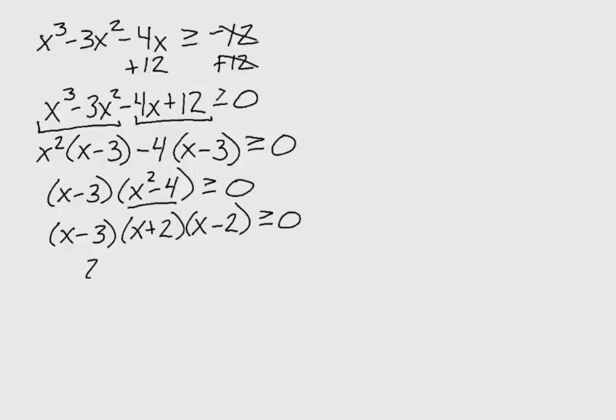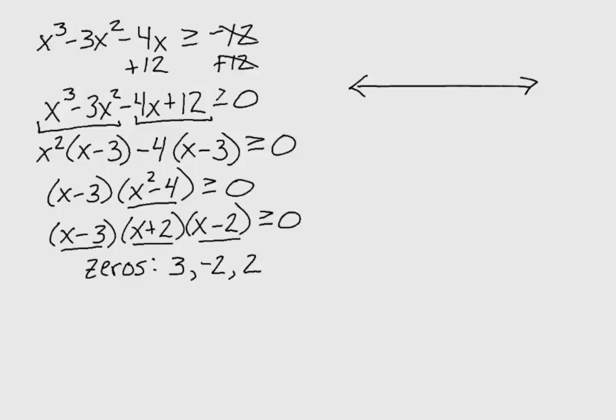I identify my zeros. The value that makes x minus 3 0 is positive 3. The value that makes x plus 2 0 is negative 2. The value that makes x minus 2 0 is positive 2. I create a number line and I place my zeros in proper numerical order. So I will have negative 2, positive 2, and positive 3.